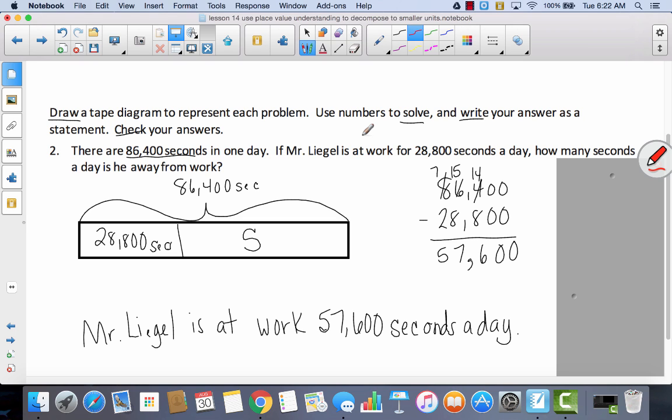Okay, so let's take a look here at our subtraction problem. So I did need to unbundle in order to subtract in the hundreds, and I had to unbundle again so that I was able to subtract in the thousands. And then I ended up with 57,600 seconds.